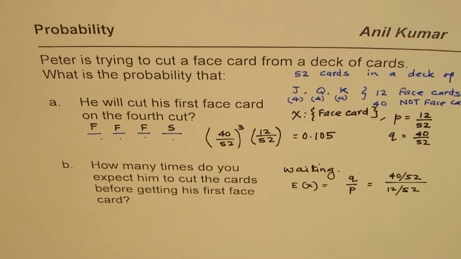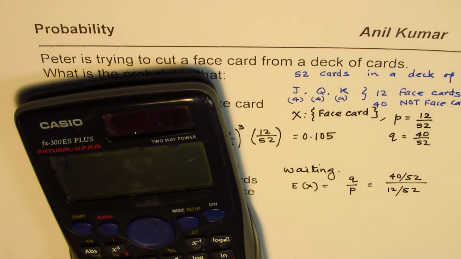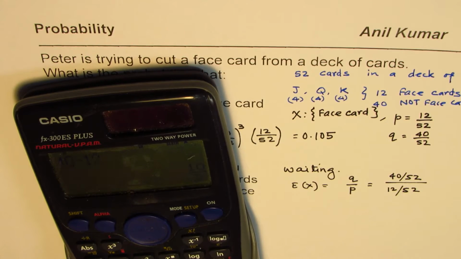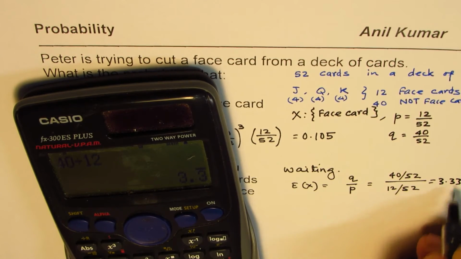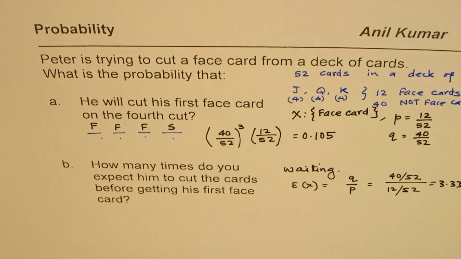Let's find this. 52 cancels. We have to divide 40 by 12. So 40 divided by 12 equals, in decimals, 3.33. So you have to wait for at least 3 cuts. So on the fourth trial, you can get a success in this particular scenario.